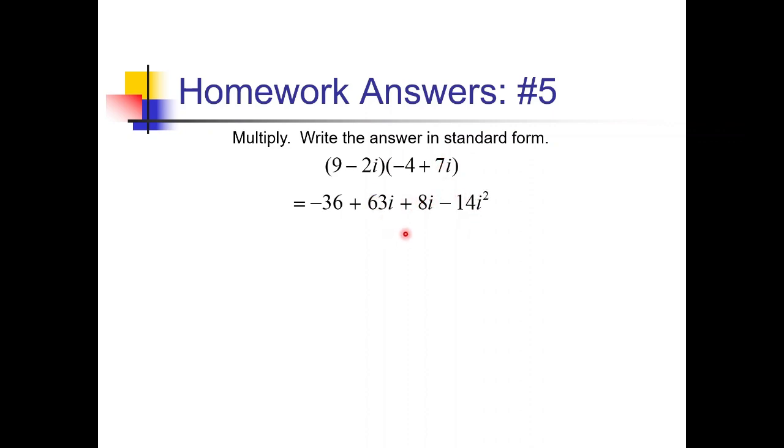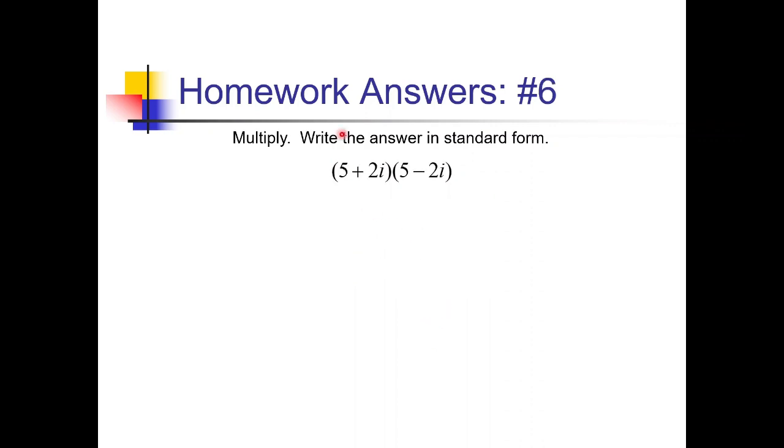So a couple things I can do here at this point. These i's in the middle I can combine to get 71i, and that negative 36 is still there. And then since i squared is really negative 1, this becomes a positive 14 for that last term, which I now see that I can combine with this negative 36 back here to get me negative 22 plus 71i.